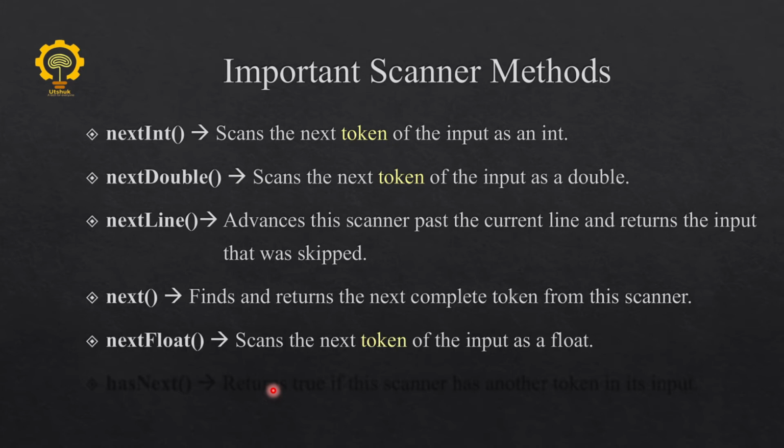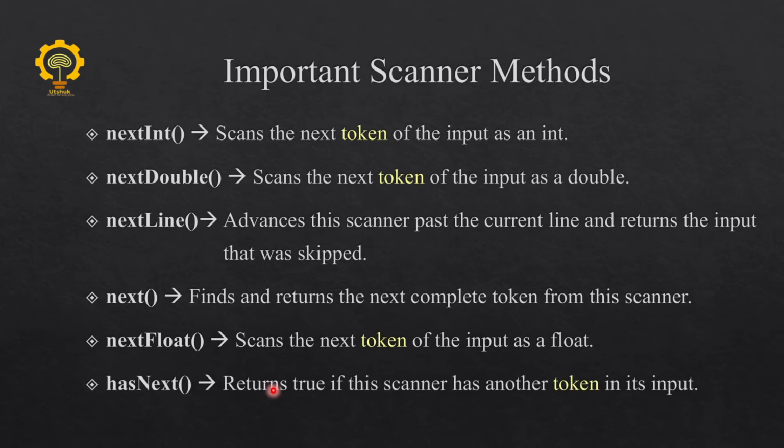Another is nextFloat. So we use nextFloat in order to give the input as a float value. And hasNext returns true if the scanner has a token in its input. So in order to identify whether there is a token or not, we use the hasNext method.